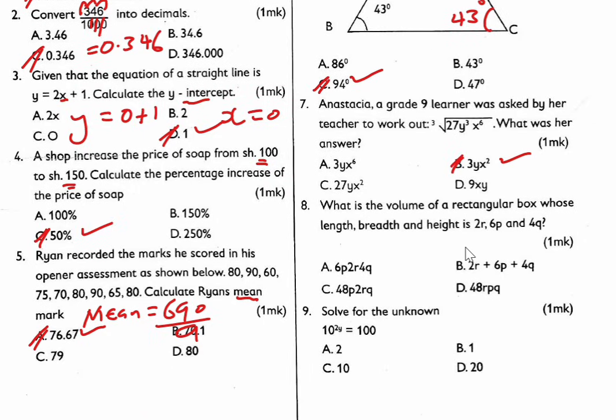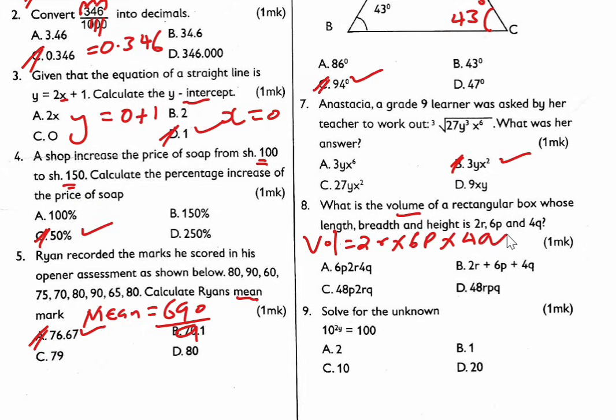Number 8. What is the volume of a rectangular box whose length, breadth, and height are 2r, 6p, and 4q? We know that the volume is given by length times width times height. So the length is 2r, multiplied by the width, 6p, multiplied by the height, 4q.